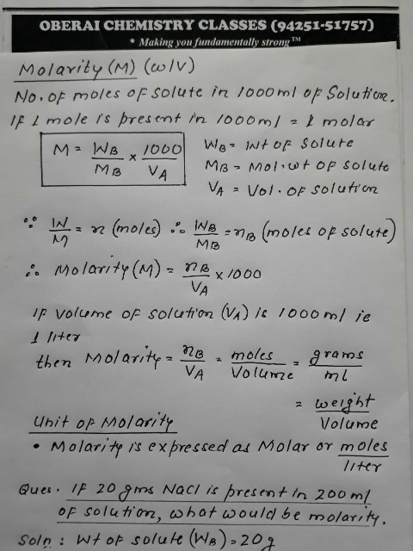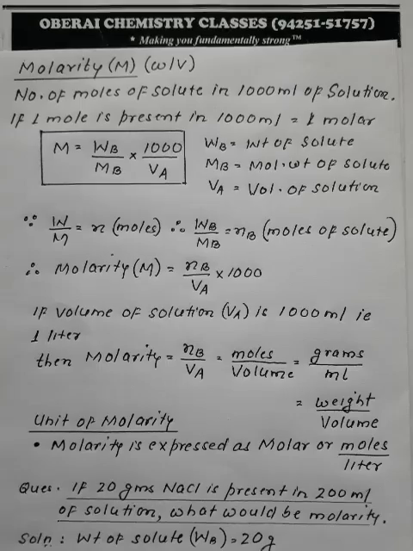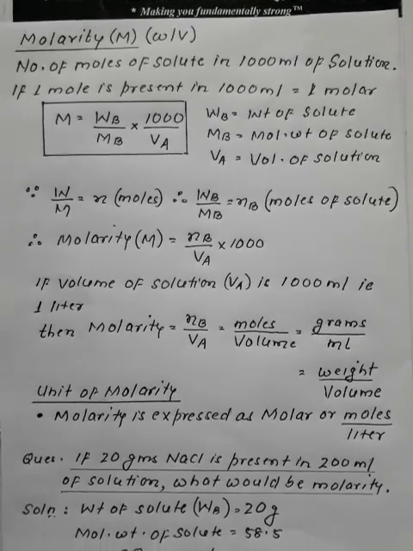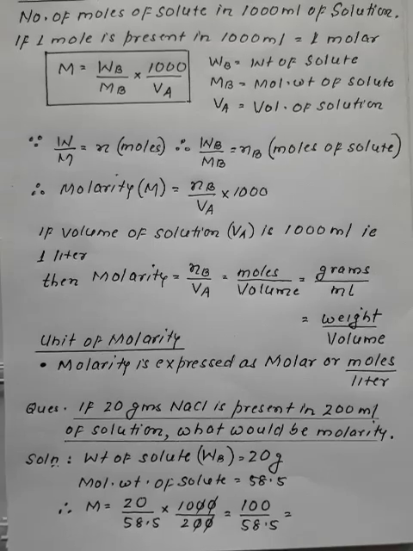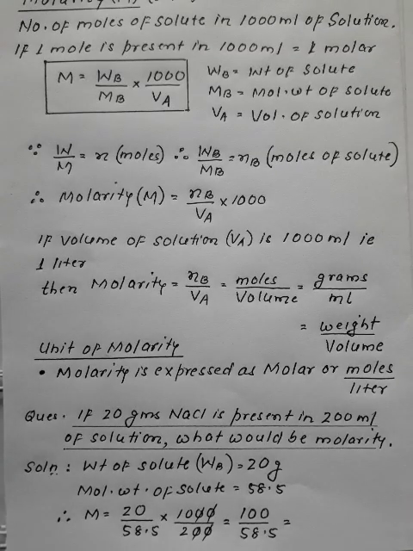Now what is the molecular weight of solute? The molecular weight of NaCl is 58.5. So the weight of solute is 20, and the molecular weight of solute, that is NaCl, is 58.5.